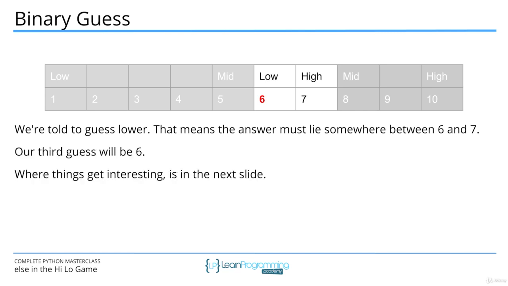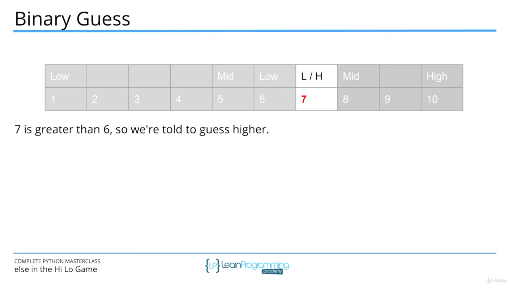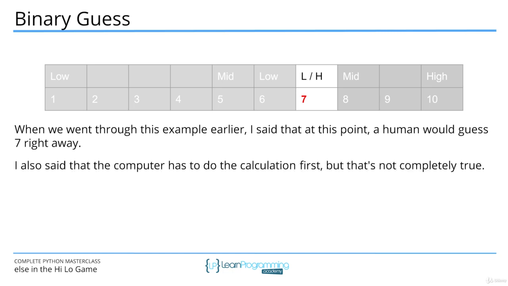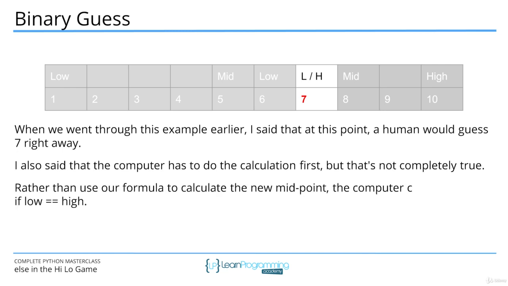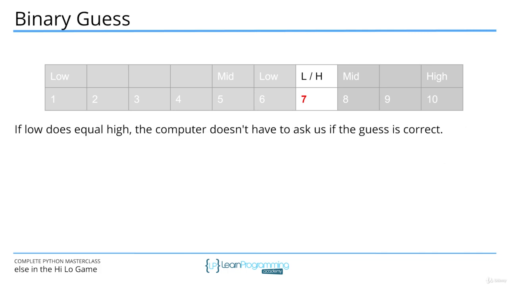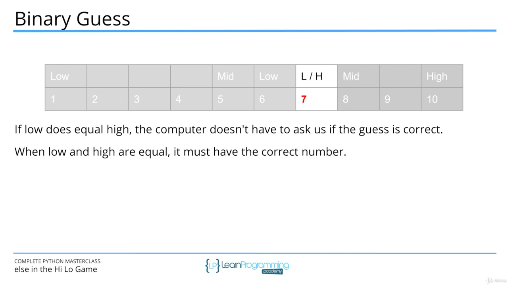Where things get interesting is in the next slide. 7 is greater than 6, so we're told to guess higher. The low value becomes equal to the high value. When we went through this example earlier, I said at this point a human would guess 7 right away. I also said that the computer has to do the calculation first, but that's not completely true. Rather than use our formula to calculate the new midpoint, the computer could test to see if low is equal to high. If low does equal high, the computer then doesn't have to ask us if the guess is correct. When low and high are equal, it must have been the correct number.